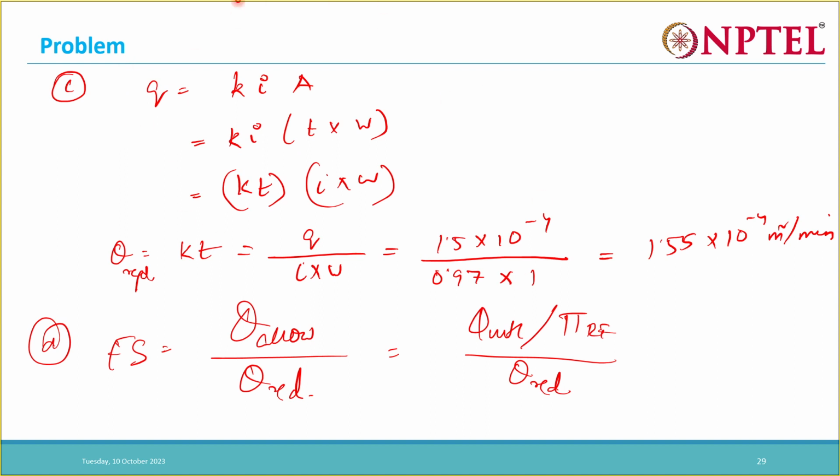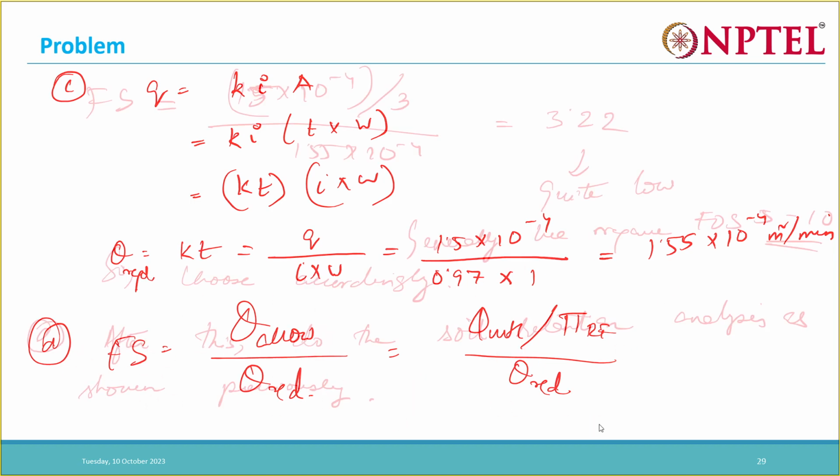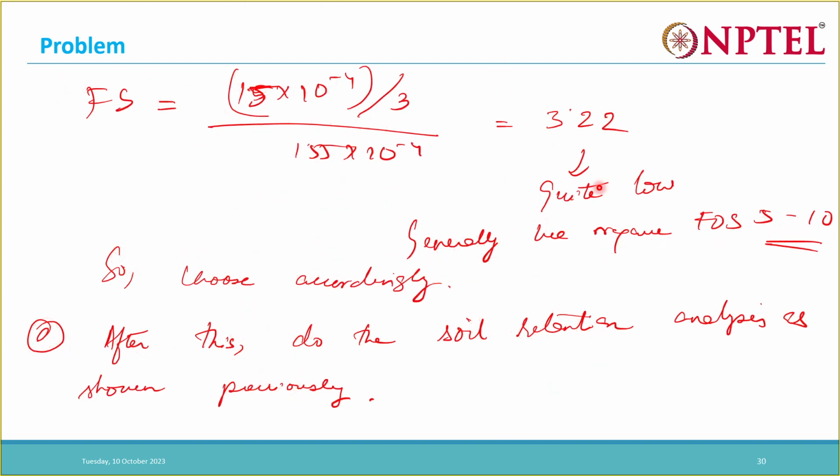Then we find out the required permittivity, which is q by i into w. So 1.5, this one we found out. What is i? i is 0.97, and into 1 is per meter. So q required we find out there. Finally, we find out the factor of safety: theta ultimate by reduction factors, divided by theta required. All these values are given, we just put them in and find the factor of safety. Okay, we got the factor of safety as 3.22.